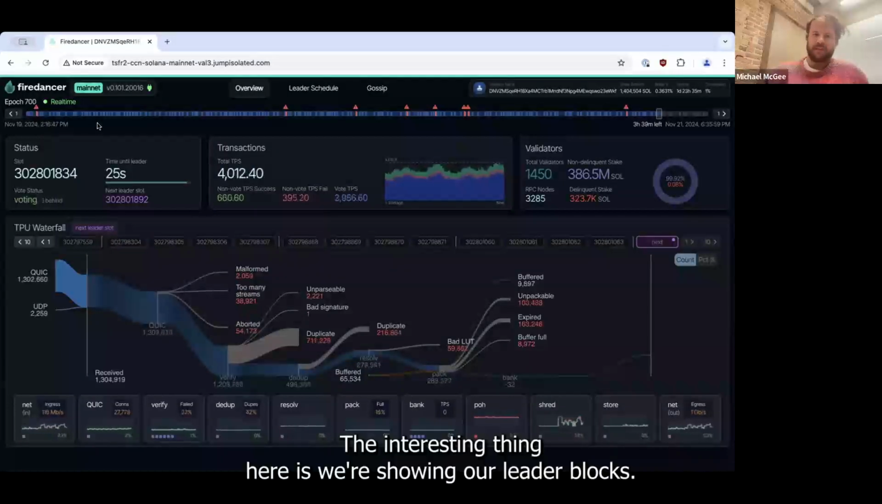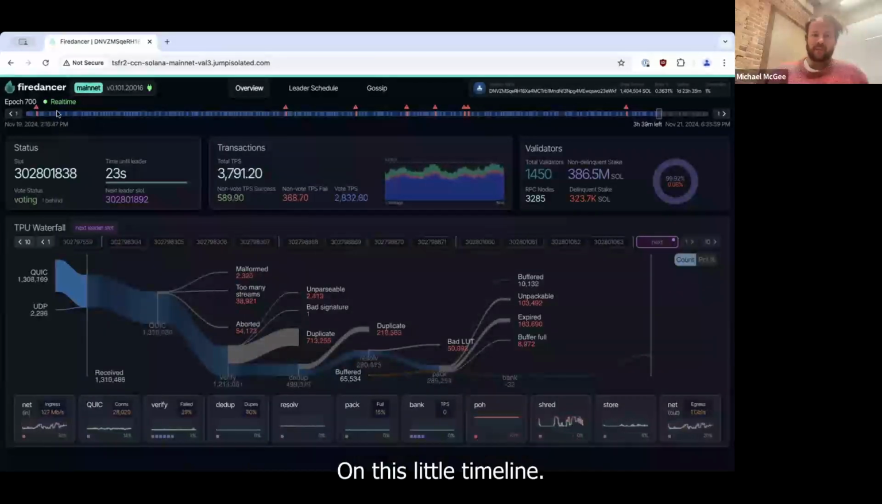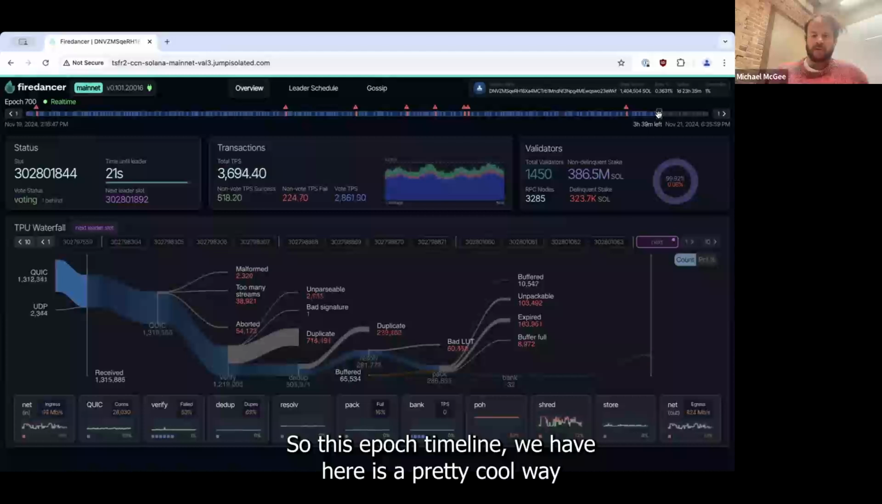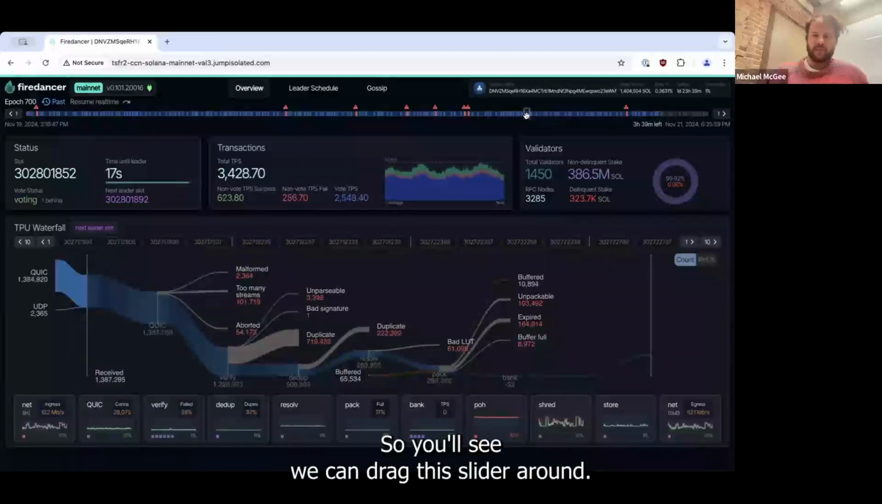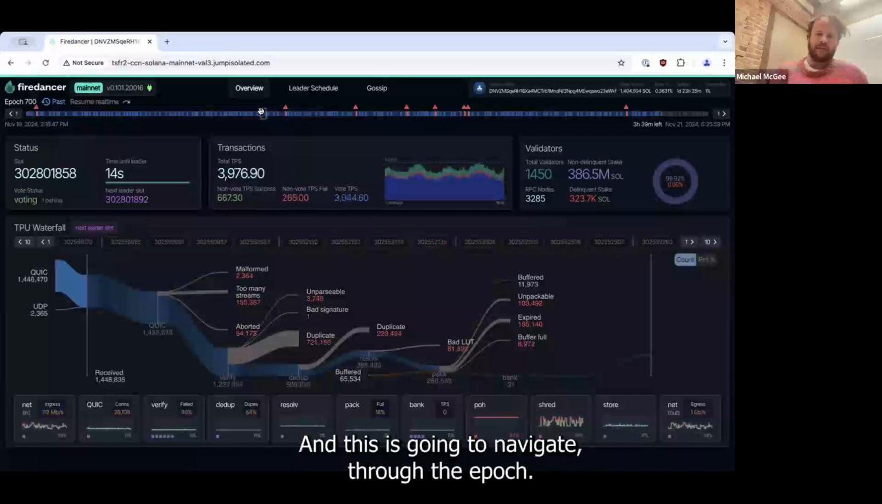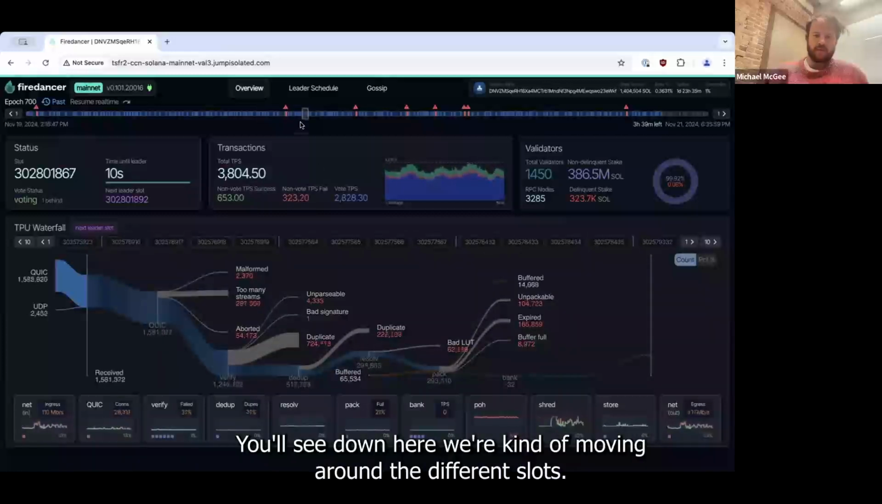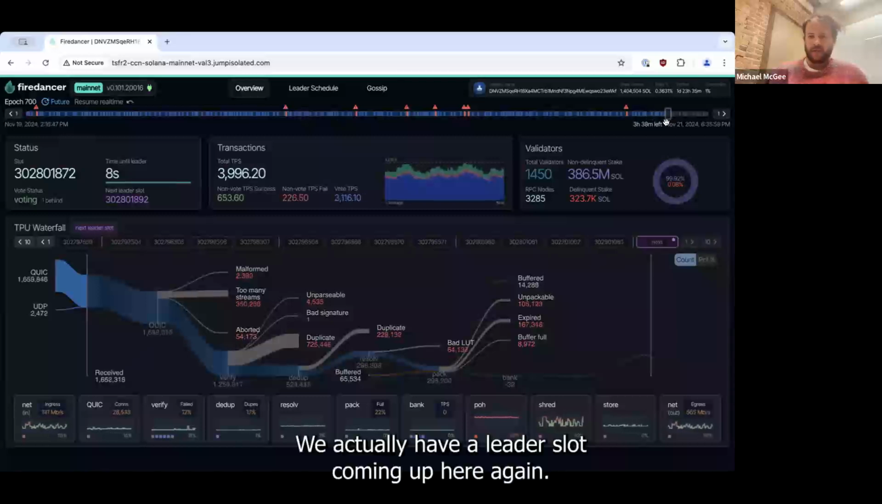The interesting thing here is we're showing our leader blocks on this little timeline. So this epoch timeline we have here is a pretty cool way to navigate through the application. You'll see we can drag this slider around, and this is going to navigate through the epoch. You'll see down here, we're moving around the different slots. We actually have a leader slot coming up here again.